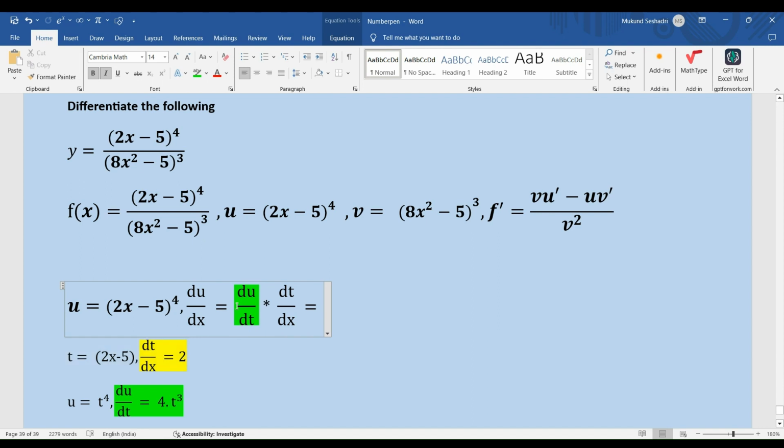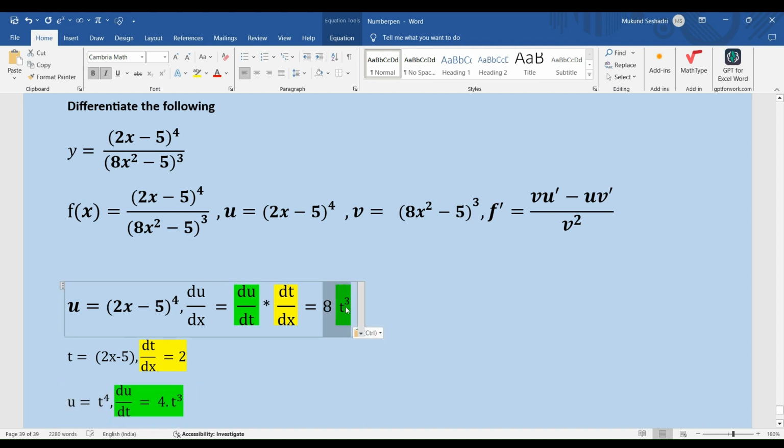And then my dt by dx is nothing but the yellow expression which we just worked out. And let me pick that up as well. I'm just highlighting the colors. So my du by dt is nothing but 4t cube. My dt by dx is nothing but 2. So my final answer is a product of these two. Not my final answer. My answer for u dashed is nothing but 8t cube, right?